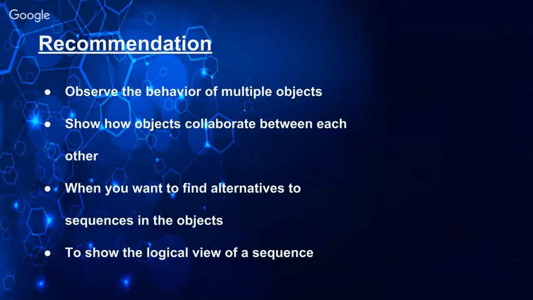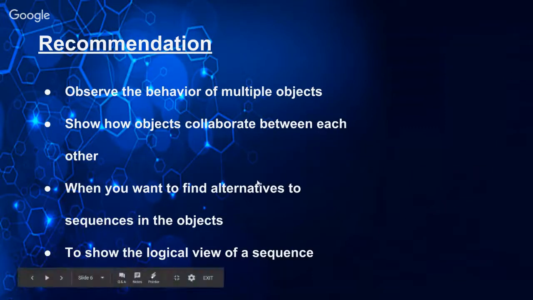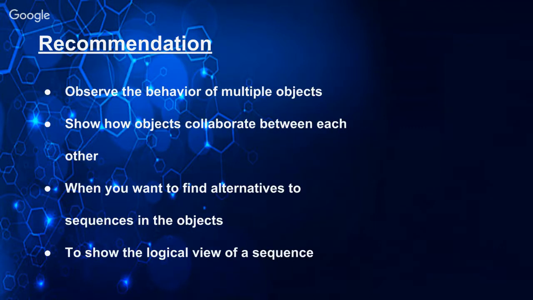And in this, with our recommendations, I would say that this should be used for observing the behavior of multiple objects. This shows how the objects interact and how they, quote, collaborate between each other. When you want to find the alternatives to sequences and objects are also usually when you would like to use this, to demonstrate how they interact between each other and to show the logical view of a sequence, because this will show the how it is and not necessarily the why it is.